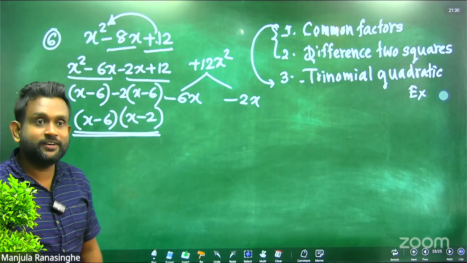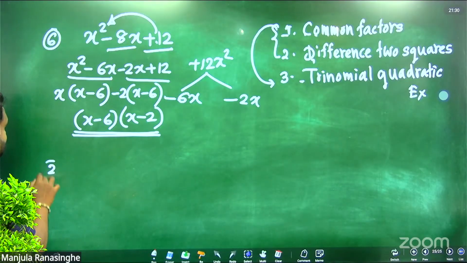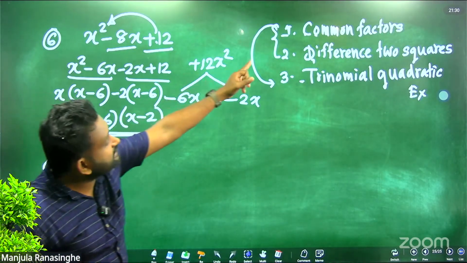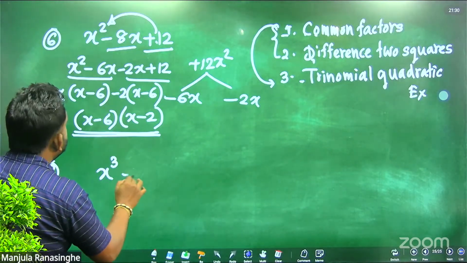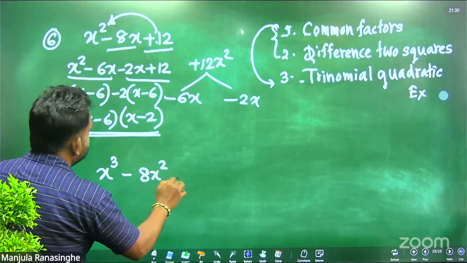So as mentioned, how to make this as a common factor and trinomial. So imagine I take here x cube minus 8x squared plus 12x.